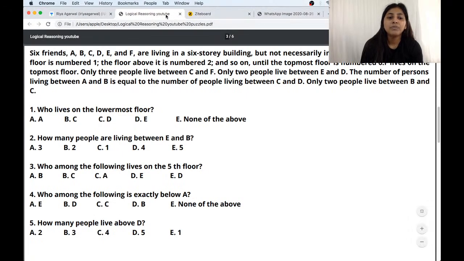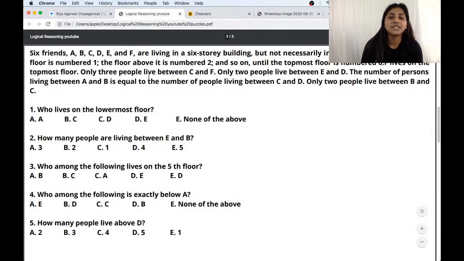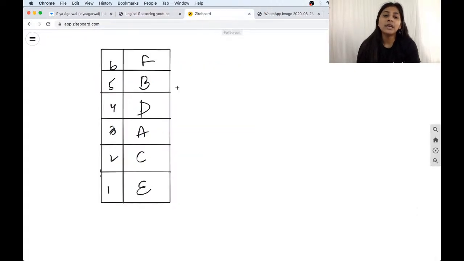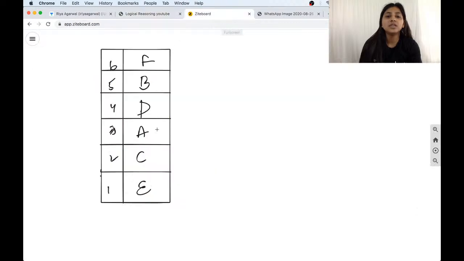It's B again. Who among the following is exactly above A? Exactly above A we have D. Who among the following is exactly below A? Exactly below A is C. And how many people live above D? Above D is B and F, 2 people. Clear? Are you following? Any doubts?